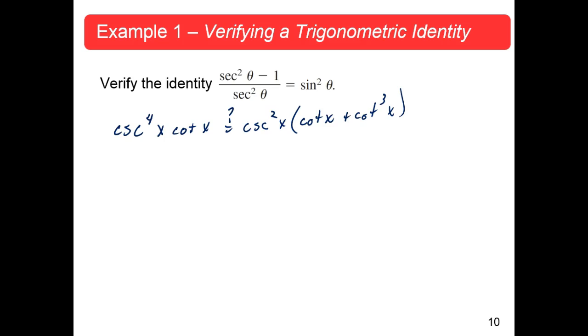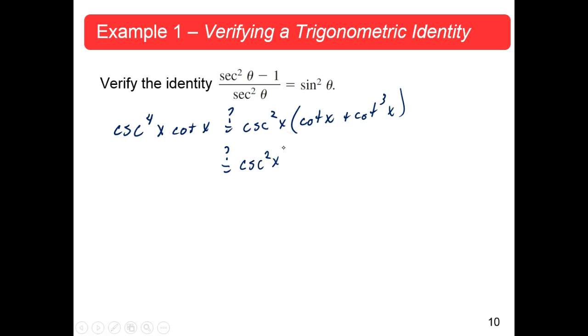Which one looks like it might most benefit from our doing something to it? To simplify it. Left side or right side? Let's deal with the right side. What would be one thing you could do to that right off the top? Let's just leave that cosecant squared alone for now.